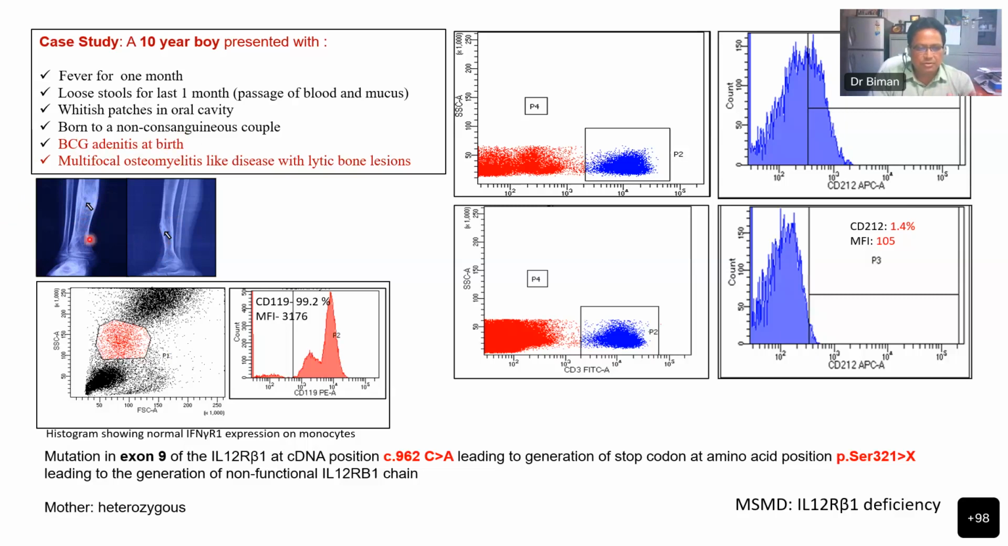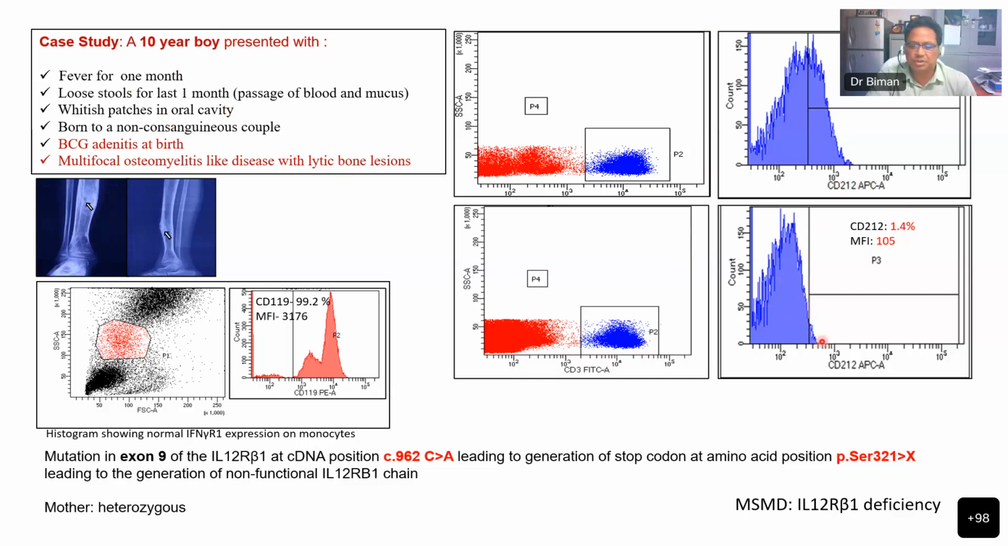Because this is a very atypical osteomyelitis, and by atypical I mean environmental mycobacteria. If you try and culture tissue from these lytic lesions, it will probably grow atypical mycobacteria. So this kind of multifocal osteomyelitis-like disease in a young boy should always raise a suspicion for MSMD, and so you do the flow cytometry. We did the flow cytometry for multiple proteins, but here you can see the IL-12 receptor beta 1, CD212, is deficient in this patient.